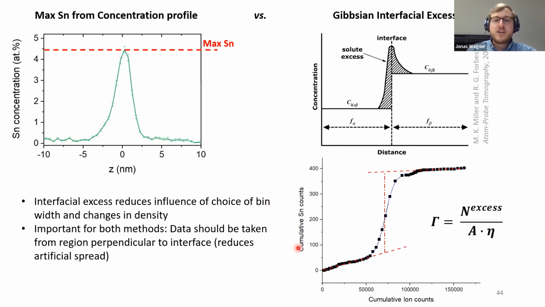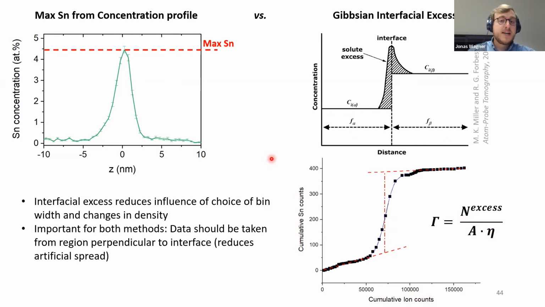We would usually plot the cumulative number of counts of the species we're interested in versus the cumulative counts of all ions. We would use that to calculate the step height here. That would be the number of atoms that are associated with the interface. And we would divide that by the area of the interface, the area where we took this data from, and correct that for the detection efficiency of our instrument.